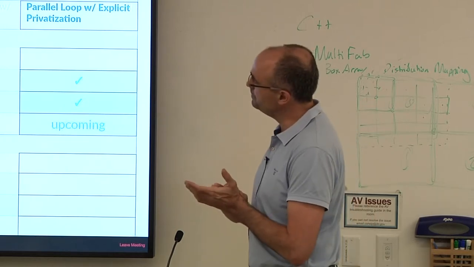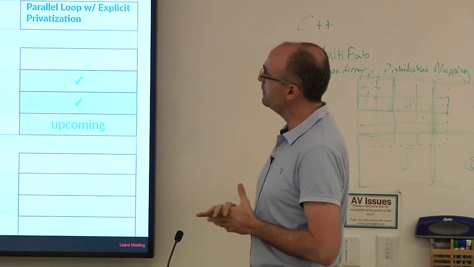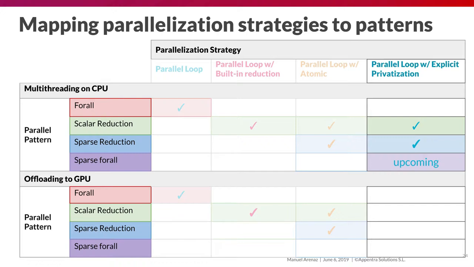So finally, we have the third strategy, which is the parallel loop with explicit privatization. Let's see how this behaves in practice.